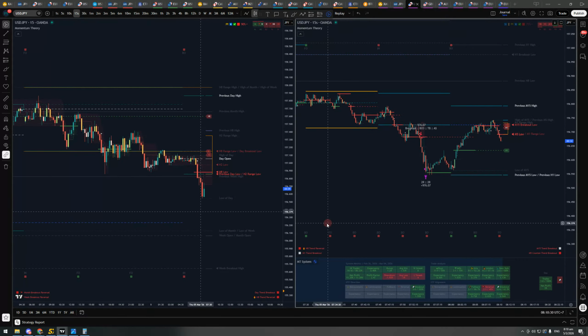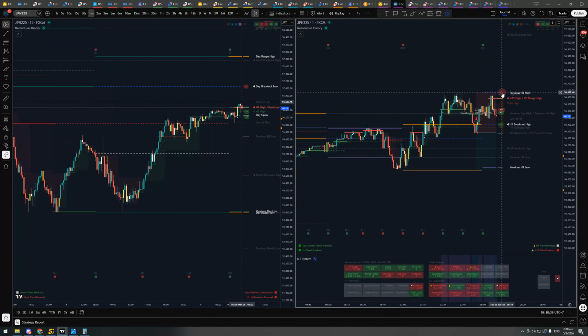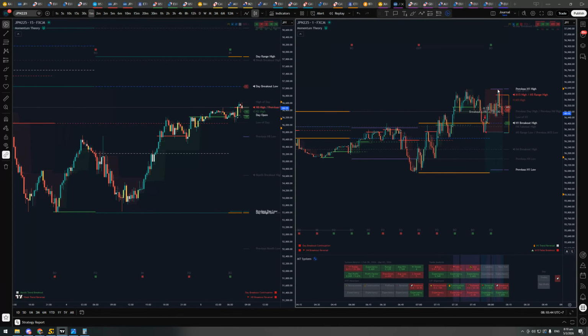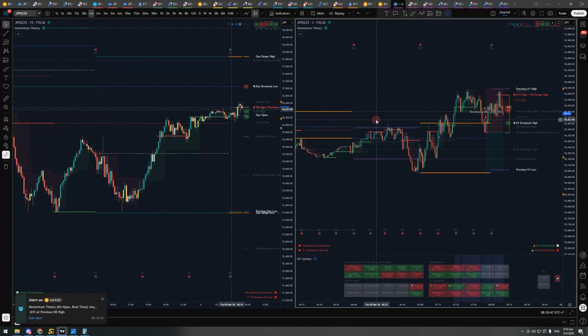Looking for a move here. Okay, still waiting. And Nikkei is coming up. Hopefully it comes up a bit more so I can enter this trade.